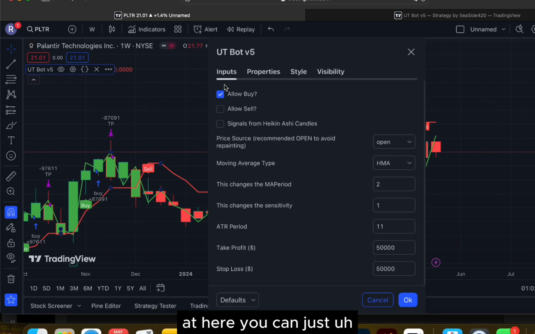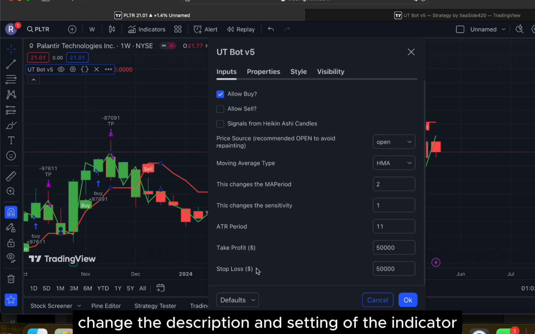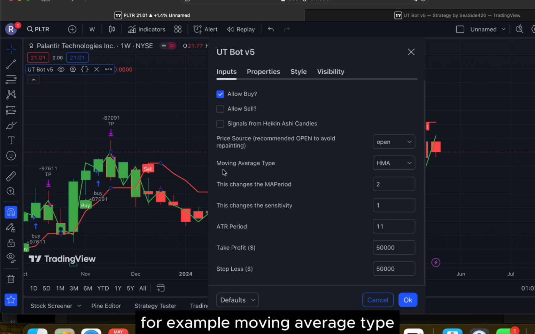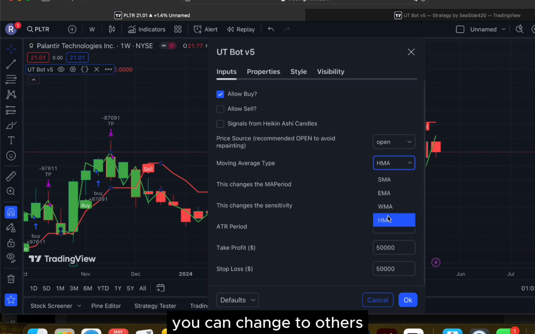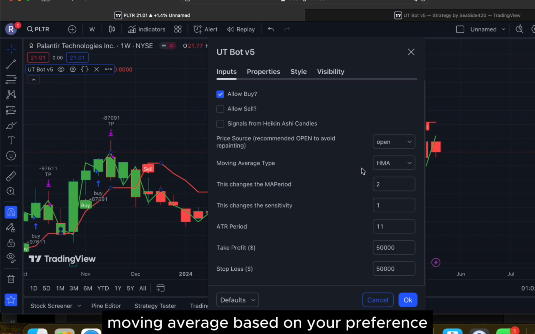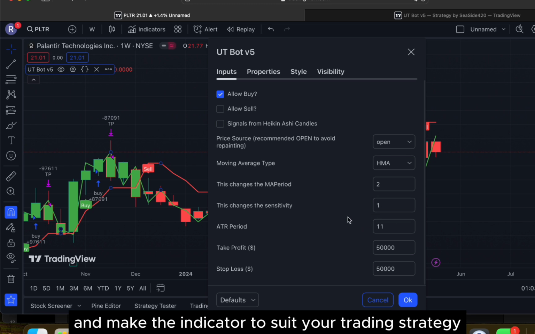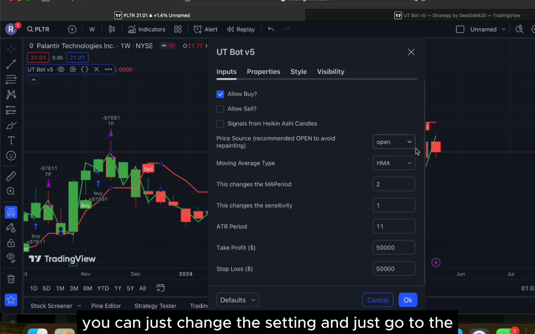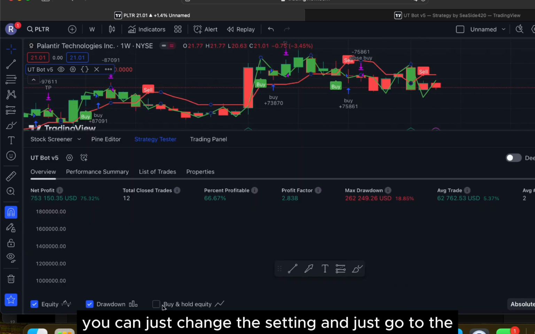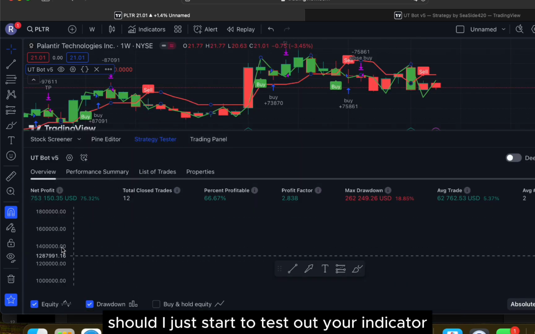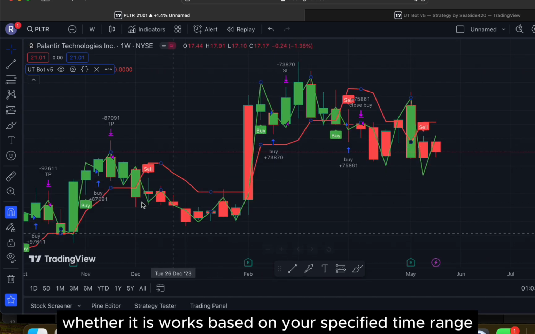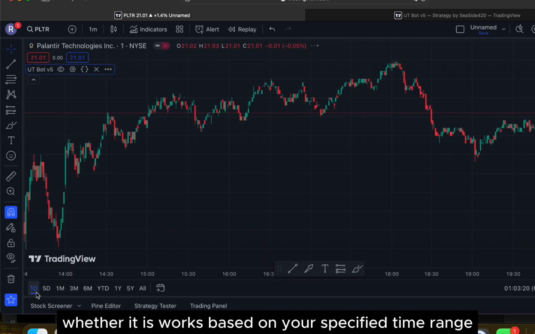Here, you can change the description and settings of the indicator. For example, the moving average type, you can change to other moving averages based on your preference. You can also change the sensitivity if you are using a shorter time frame, to make the indicator suit your trading strategy. You can then go to the strategy tester to test whether your indicator works based on your specified time range.